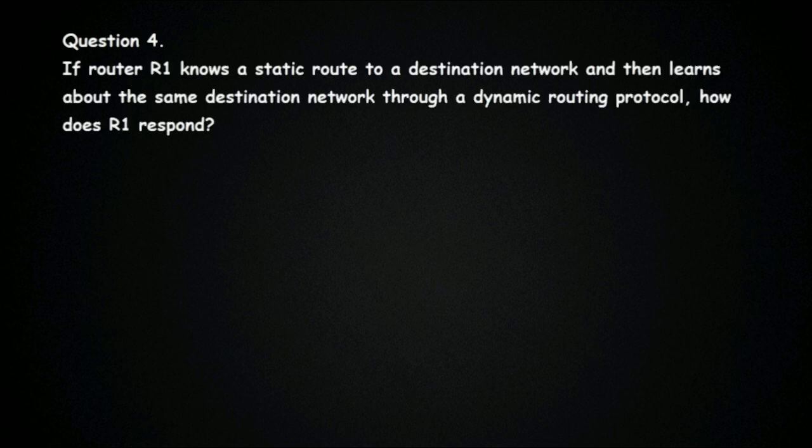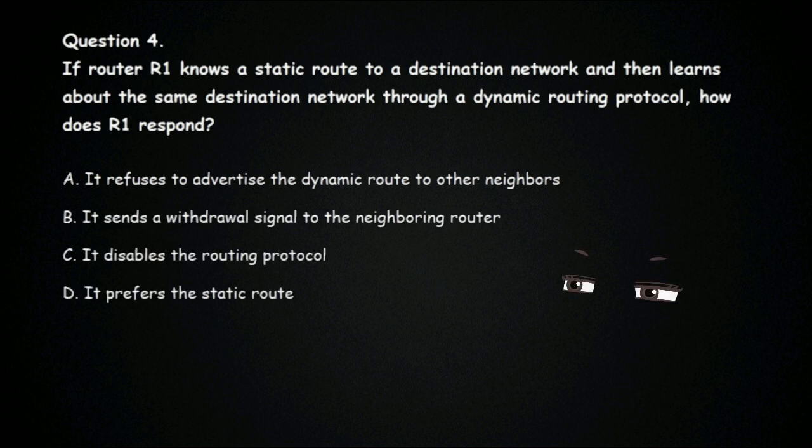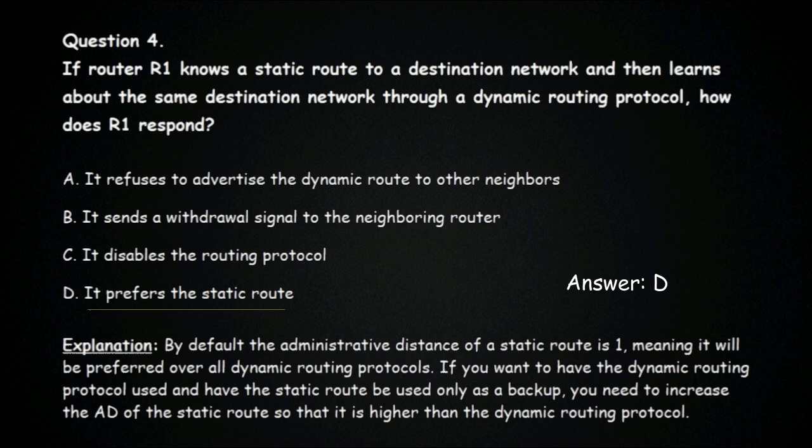Question 4. If router R1 knows a static route to a destination network and then learns about the same destination network through a dynamic routing protocol, how does R1 respond? Options. Answer is D. It prefers the static route. By default, the administrative distance of a static route is 1, meaning it will be preferred over all dynamic routing protocols. If you want to have the dynamic routing protocol used and have the static route be used only as a backup, you need to increase the AD of the static route so that it is higher than the dynamic routing protocol.